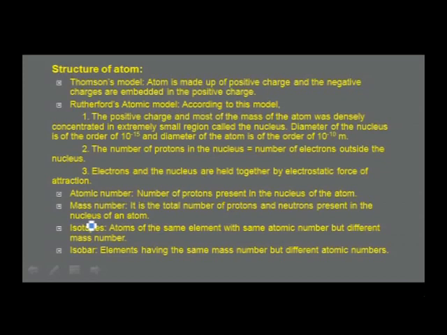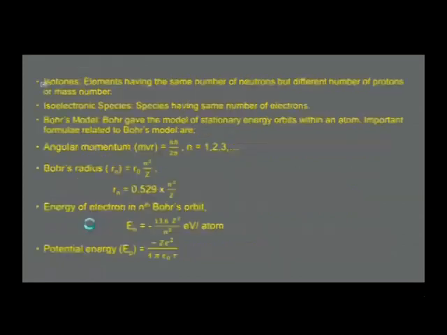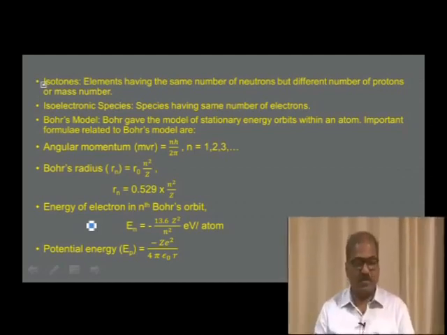Isobar, elements having the same mass number but different atomic numbers. So you should know the difference between isotope and isobar. One more important term that you come across is isotone. These are the elements having the same number of neutrons, and they differ in the number of protons. In other words, they differ in mass number. Isoelectronic species: atoms or ions having the same number of electrons are known as isoelectronic species.